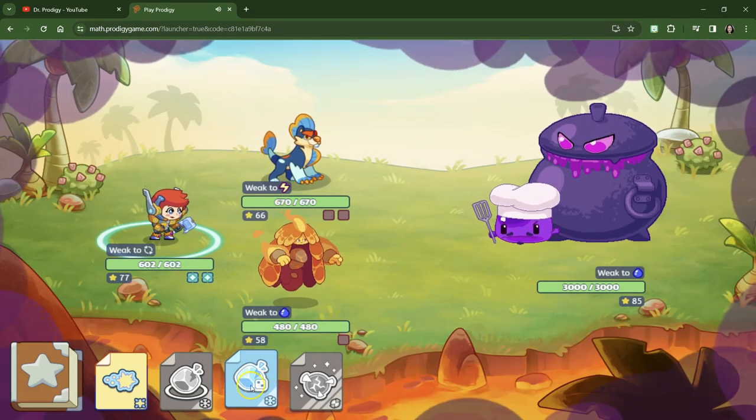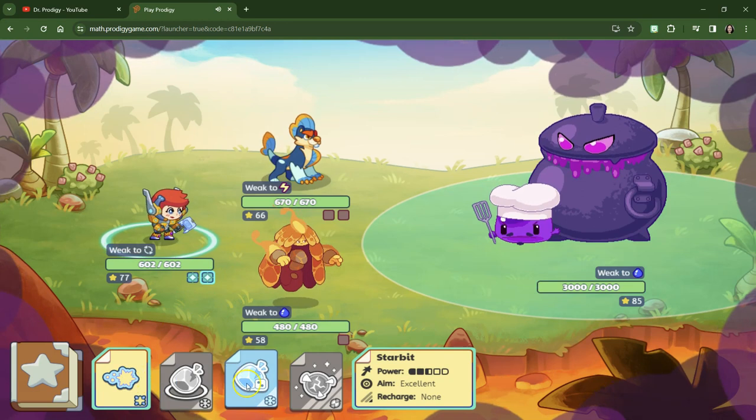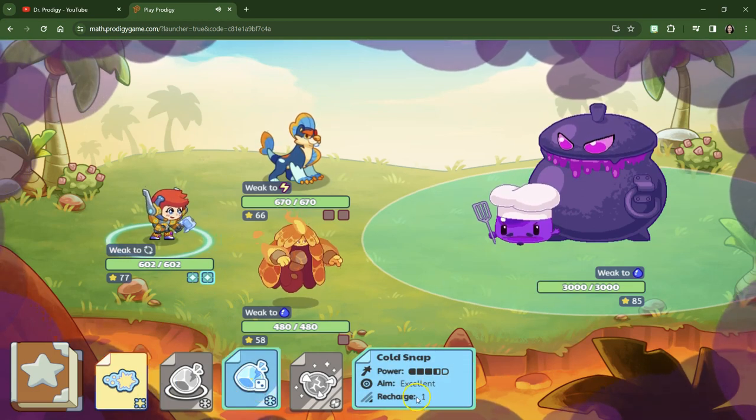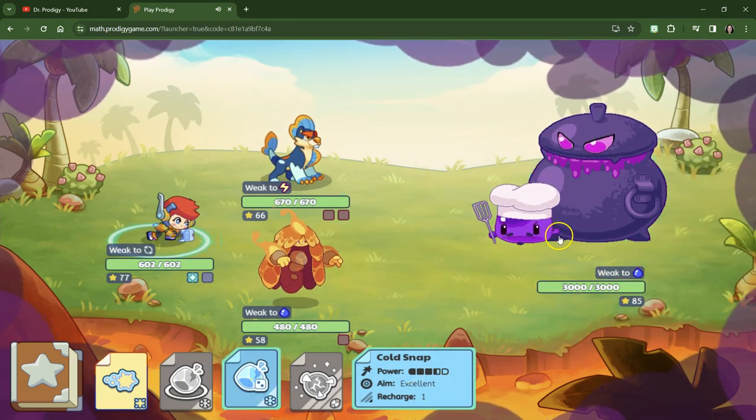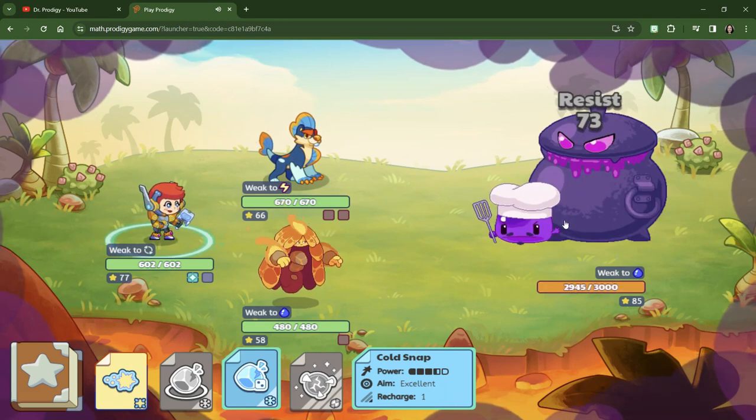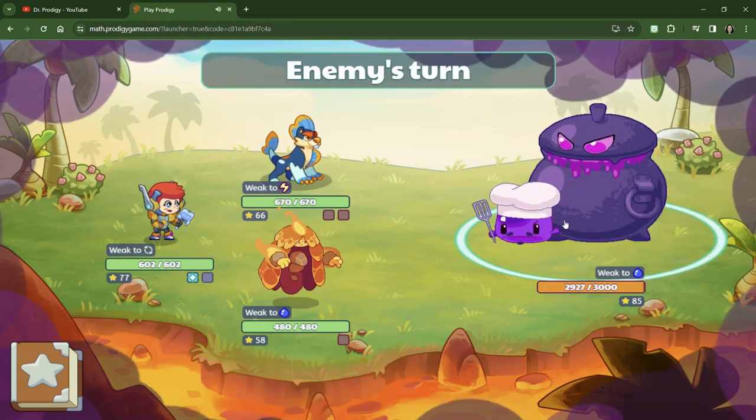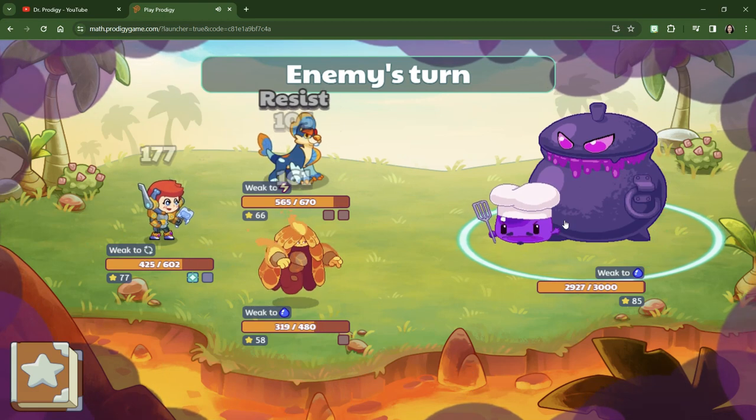Oh, what are we gonna do? Weak to water. Cold snap's my best one. It's got a recharge, but that's the one we gotta do. Oh, resist! Whoa.